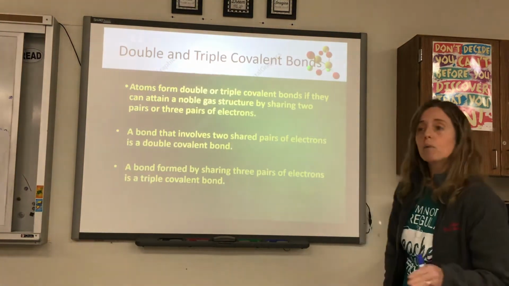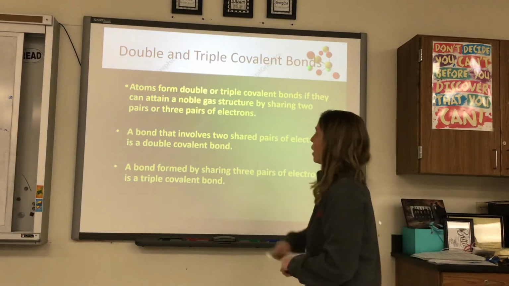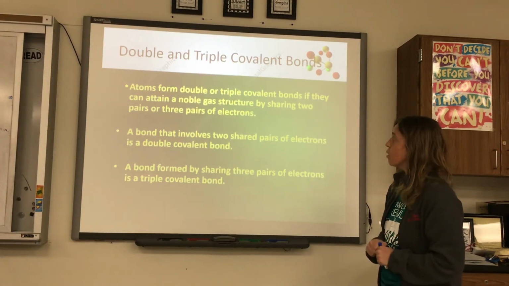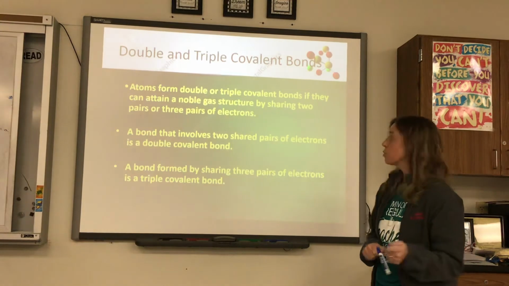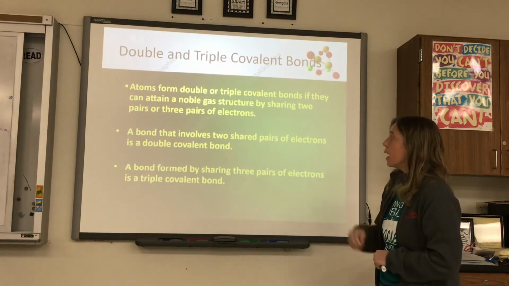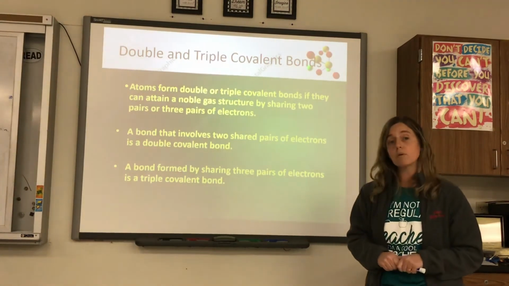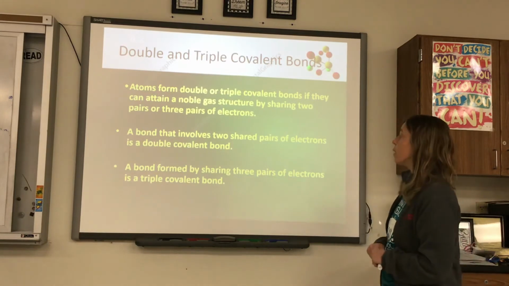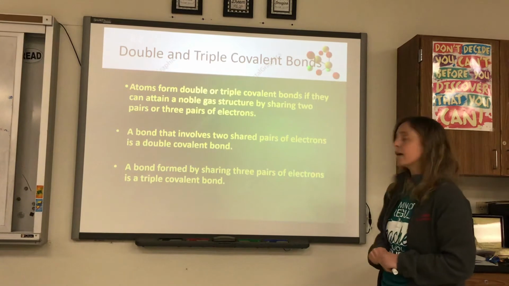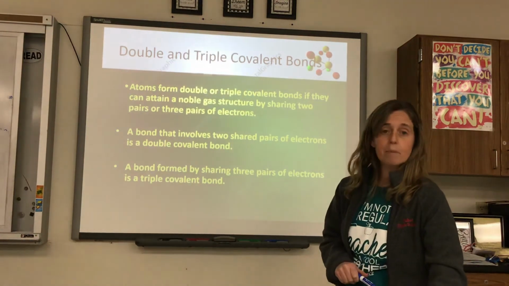All right, now we're going to move into double and triple covalent bonds, okay? So atoms form double or triple covalent bonds if they can attain a noble gas structure by sharing 2 pairs or 3 pairs of electrons, okay? A bond that involves 2 shared pairs of electrons is called a double covalent bond, and a bond formed by sharing 3 pairs of electrons is called a triple covalent bond, okay? So let's look at some examples of those.